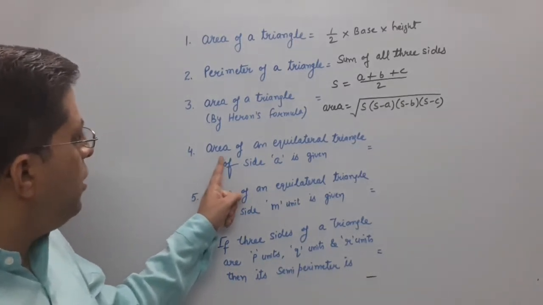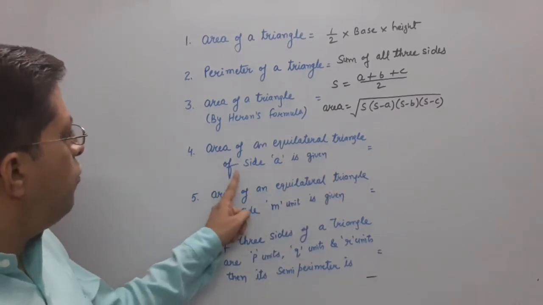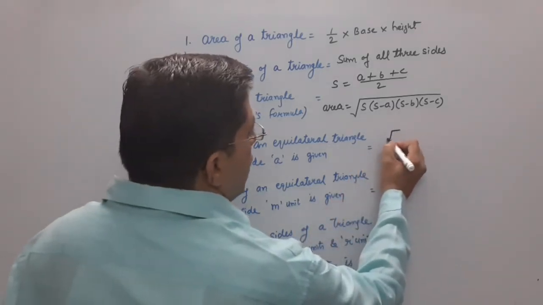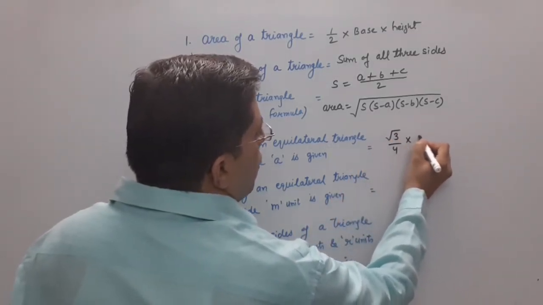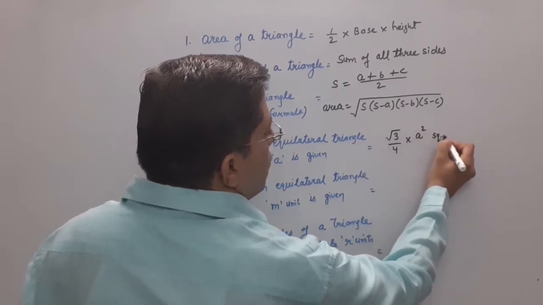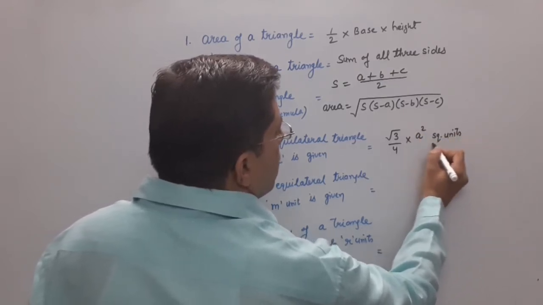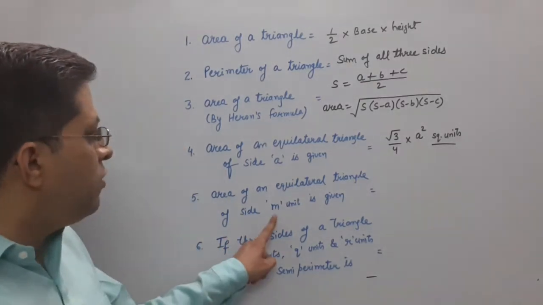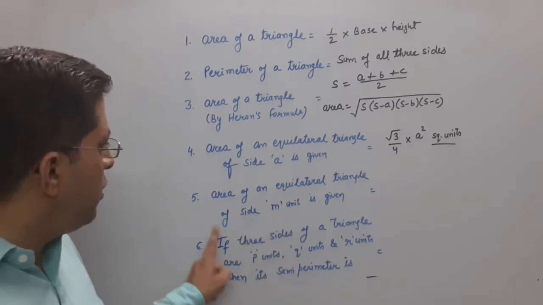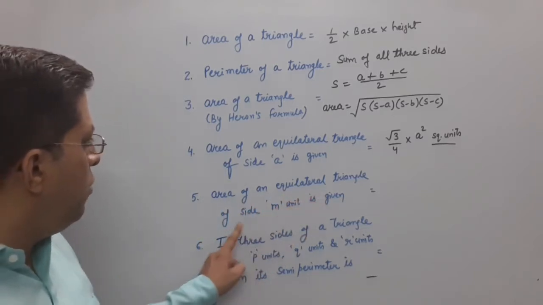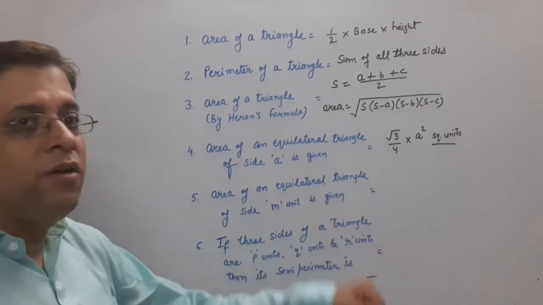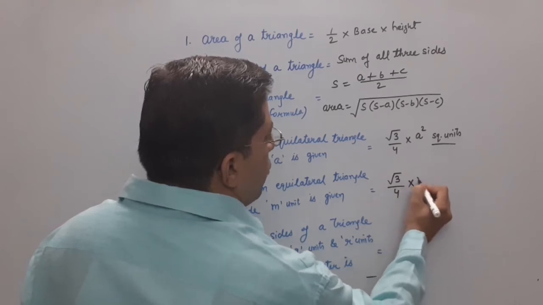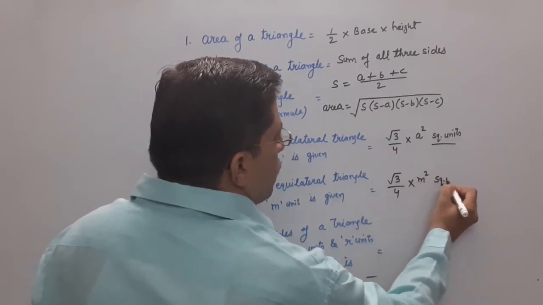Next one is area of an equilateral triangle of side small a is given to you. Okay, that is your root 3 upon 4 into a square units, because side a is there, then a square. If side m is given, what is the other question? Area of an equilateral triangle of side m unit is given to you. Then what will be? Root 3 upon 4 into m square units.